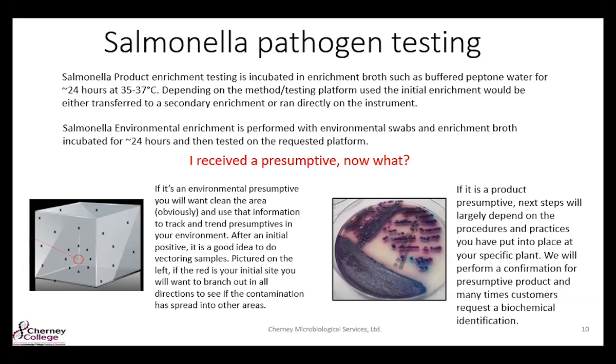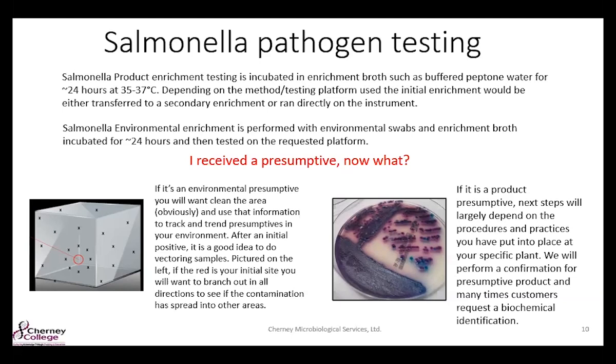After an initial positive, it's a good idea to consider doing vectoring samples. Pictured on the left there, the red would be your initial site where you got that first hit for a Salmonella presumptive. And you would want to consider branching out in all directions to see if you've got contamination in other areas nearby. So it's not only looking directly to the left, to the right, you really want to consider like a 360 approach and get a good picture of where else you might be seeing some Salmonella contamination in those areas.